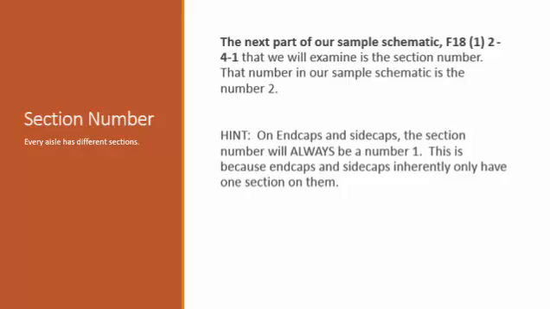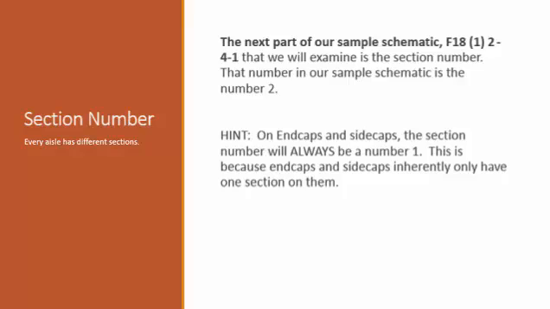The next part that we're going to go over is the section number. So we've already got our aisle number right here, F18, our planogram number, number 1. Then our section number in this particular schematic is number 2. That's going to be our section number.